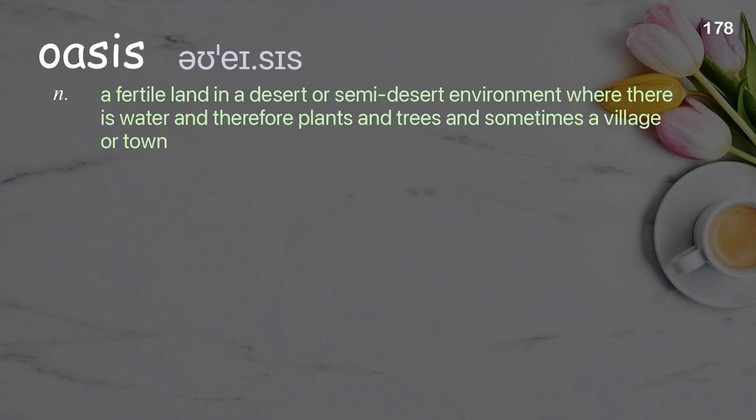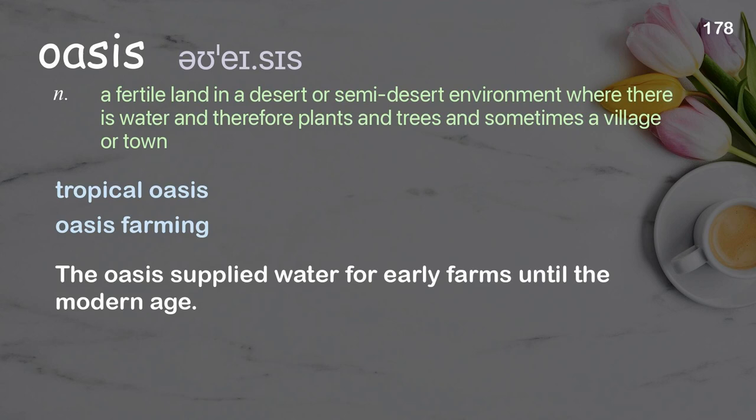Oasis. A fertile land in a desert or semi-desert environment where there is water and therefore plants and trees and sometimes a village or town. Examples. Tropical oasis. Oasis farming. The oasis supplied water for early farms until the modern age.